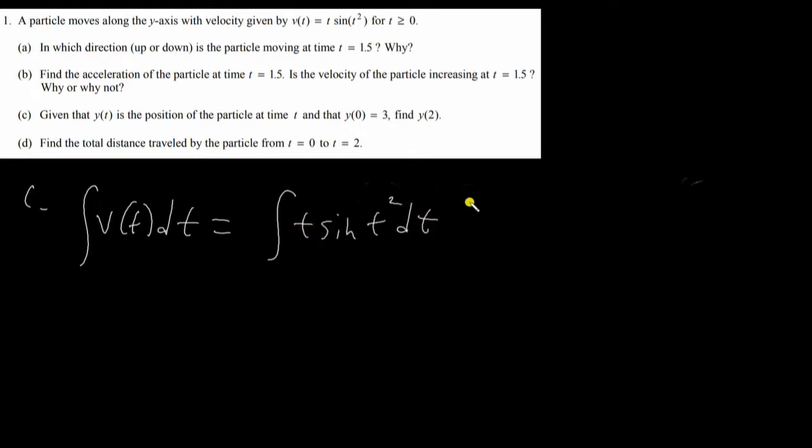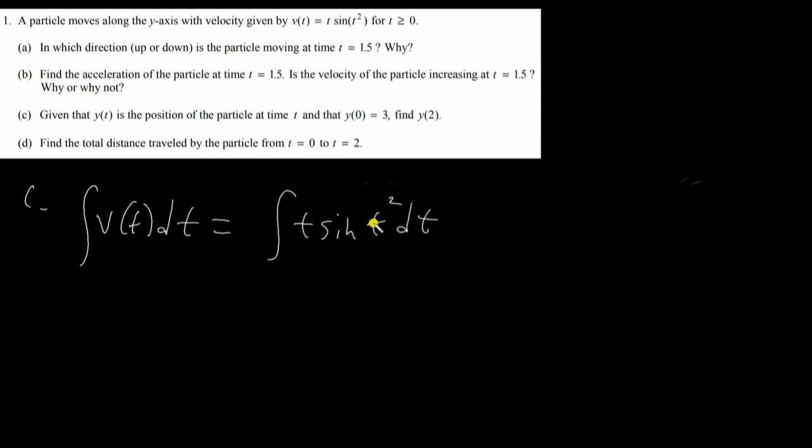Okay, so part C, given that y of t is the position of the particle at time t, and that y of 0 equals 3, find y of 2. Now you should know that, the same way that acceleration is the derivative of velocity, we can go the other way and say that position is the integral of velocity. So to find the position as a function of time, we're going to integrate the velocity function with respect to time. That's the integral of t sine t squared dt.